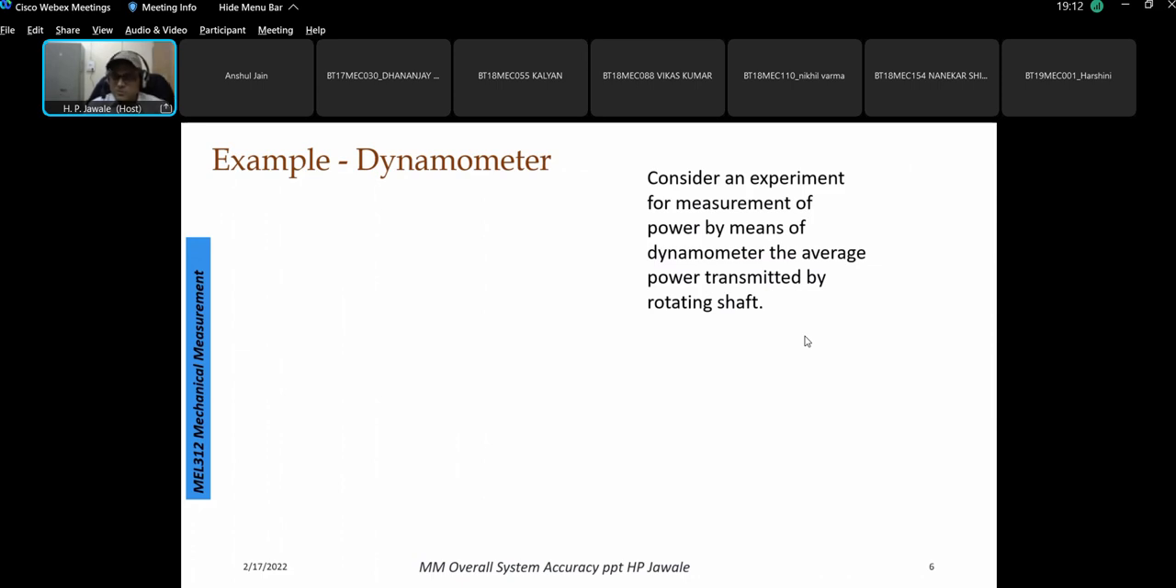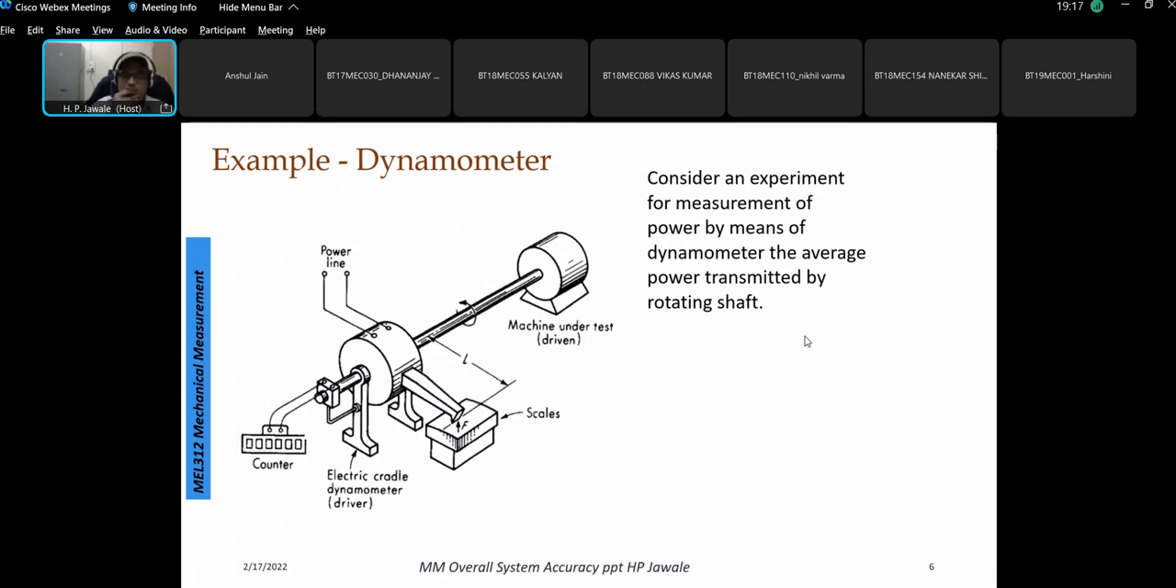The average power transmitted by the rotating shaft can be found out through this process. Let us understand this. The machine, that is the driven element which is under the test, is connected to the electric cradle dynamometer. This is the motor which is taking the power in and generating some torque. Now an arm of length L from the center is attached to this, and then there is some element for measurement of the force that is exerted at the arm.